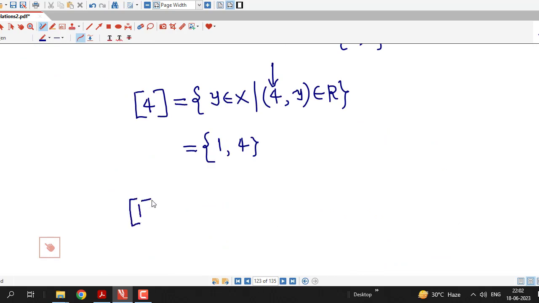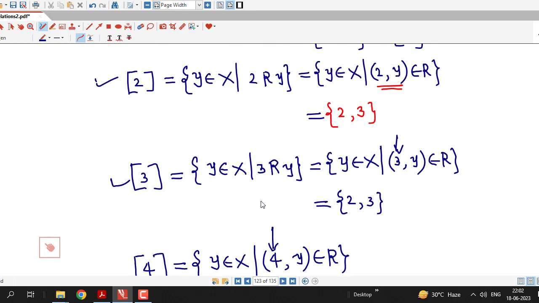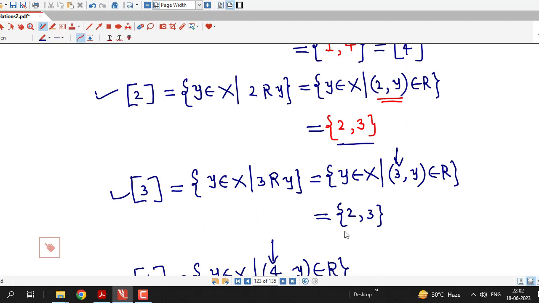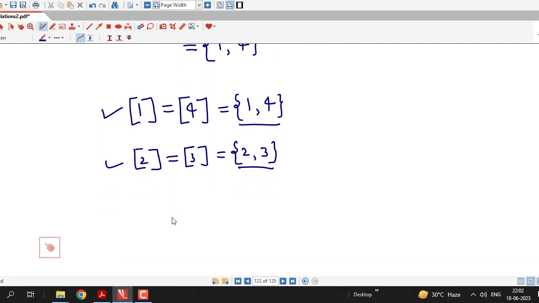So we can see we have equivalence classes generated by 1 and 4 are equal, and they are having two elements 1 and 4, and equivalence classes generated by 2 and 3 are equal, and their elements are 2 and 3. Let me verify again. This is fine, 2 and 3. So we can see there are two distinct equivalence classes, {1, 4} and {2, 3}, and equivalence classes generated by 1 and 4 are equal, equivalence classes generated by 2 and 3 are equal.